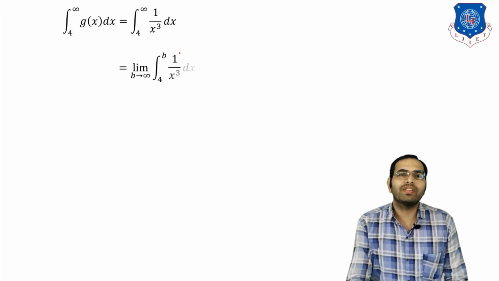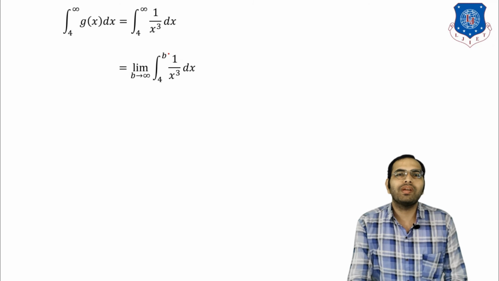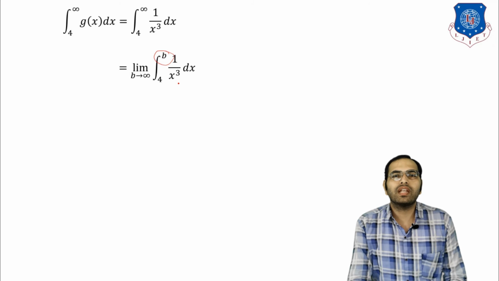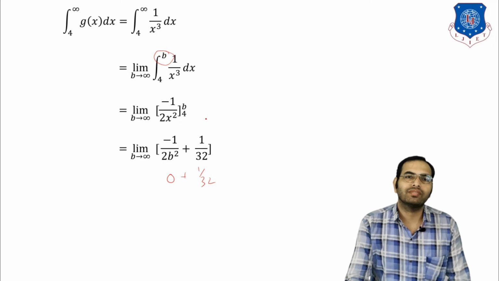Here the upper limit, which is infinity, is replaced by b, the limit as b tends to infinity of the integral from 4 to b of 1 upon x cube dx. The integral of 1 upon x cube is minus 1 upon 2x square, where x runs from 4 to b. Substituting the limits, the limit as b tends to infinity of minus 1 upon 2b square plus 1 upon 32. Applying b as infinity, 1 upon infinity is 0, so 0 plus 1 by 32, that is 1 by 32, which is finite.